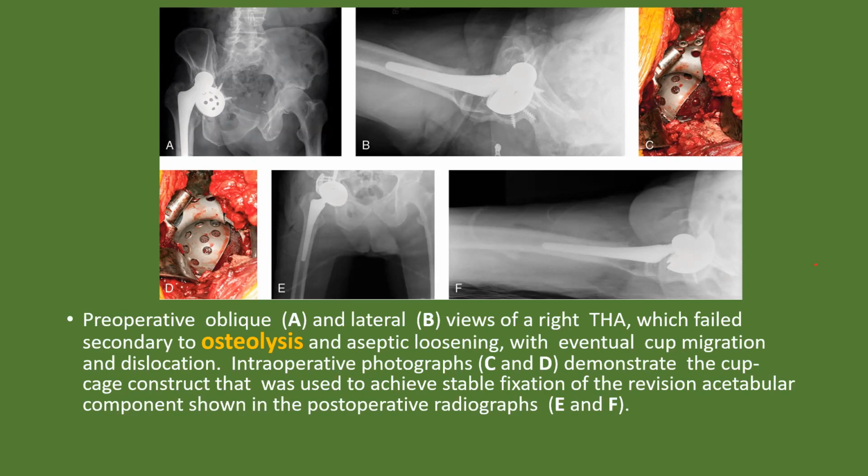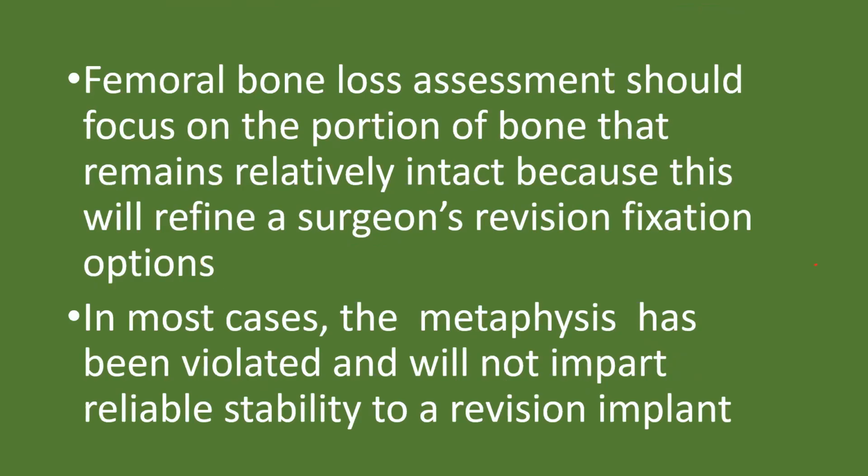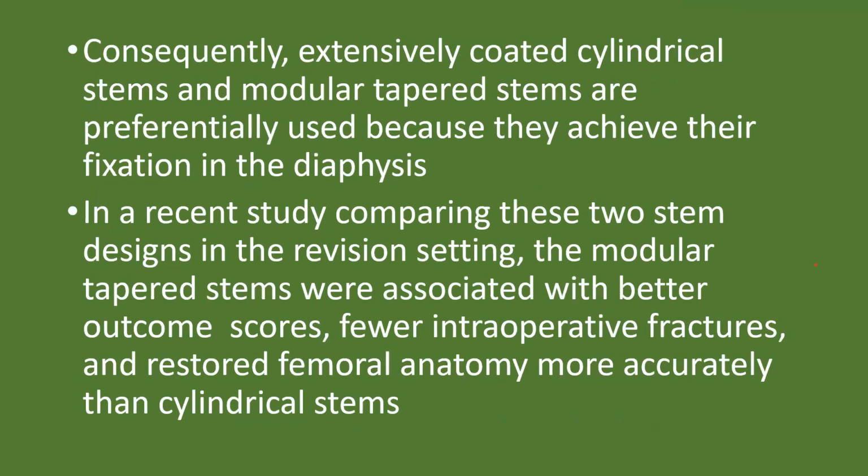Shown in the post-operative radiograph. Femoral bone loss assessment should focus on the portion of bone that remains relatively intact because they refine revision fixation options. In most cases, the metaphysis has been violated and will not impart reliable stability to a revision implant. Consequently, extensively coated cylindrical stems and modular tapered stems are preferentially used because they achieve their fixation in the diaphysis.